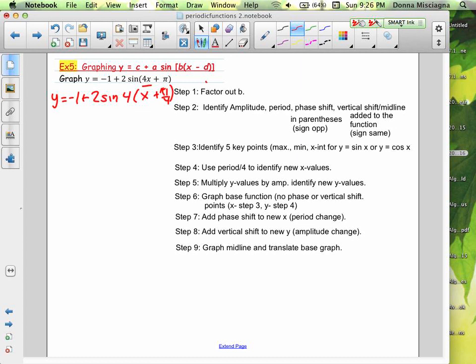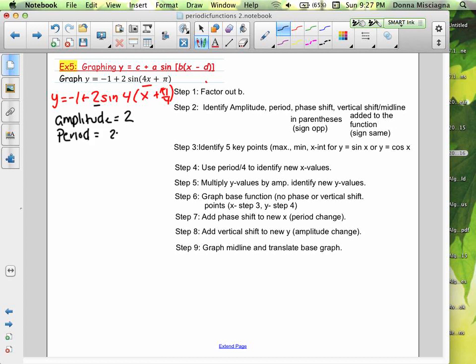All right, so let's identify our amplitude first. Amplitude is the coefficient in front of sine or cosine, and it is the 2 right there. So our amplitude equals 2.